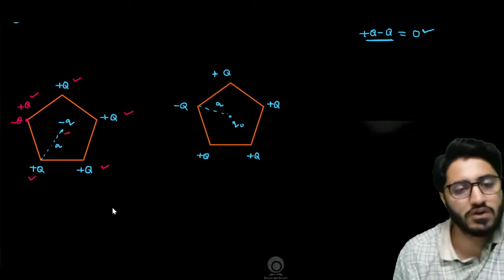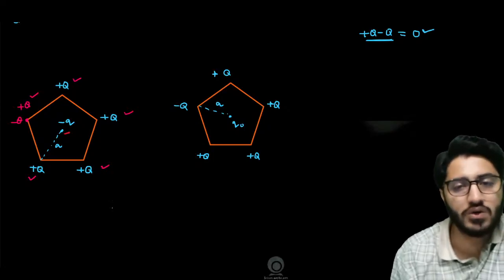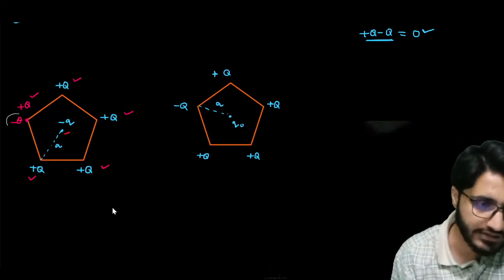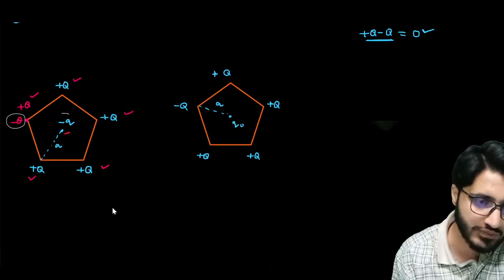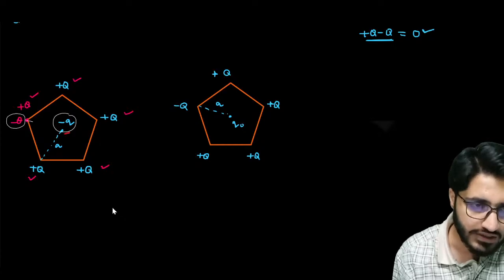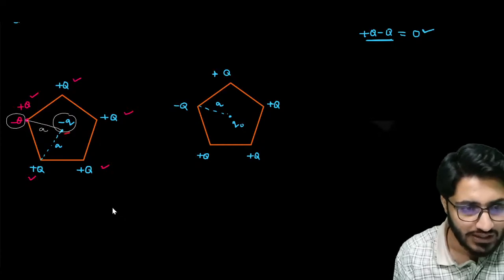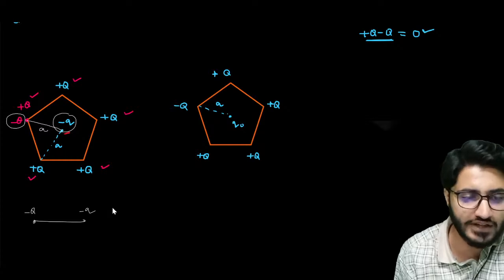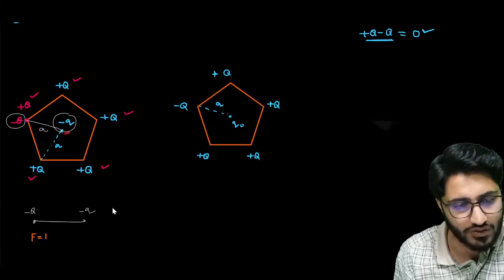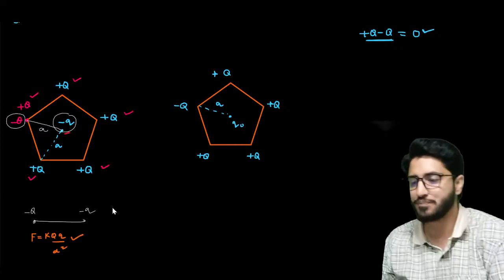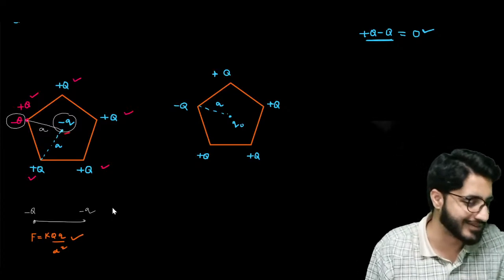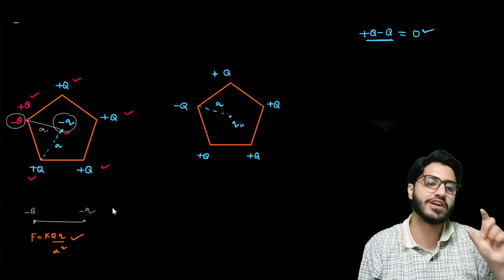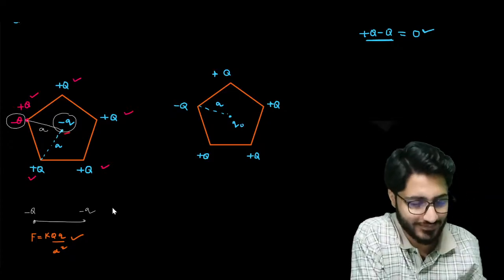So now we have only one, this minus q. This will act with some force on this one. The distance is given to be a. Now it is a simple numerical: we have minus q, then we have minus q. Sir, what is the force between these two? Sir, I can write force is equal to kq divided by a square. Simplest way to get our answer done.